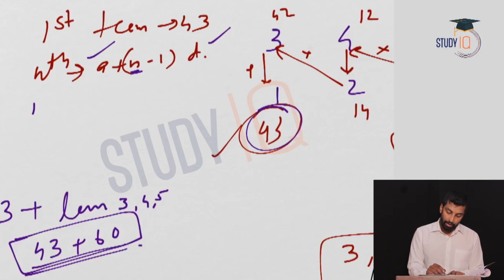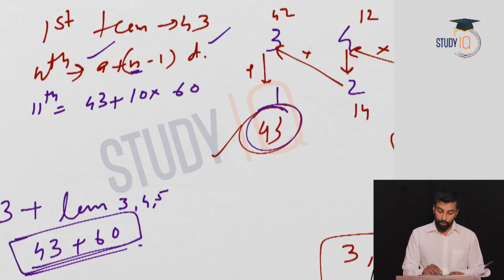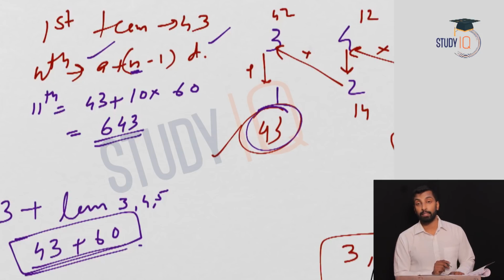So if I ask you the 11th term, what is your answer? A means 43, the first term, plus (11 minus 1), that is 10D. 10 into D, D is 60. So 643. 643 is your 11th term.